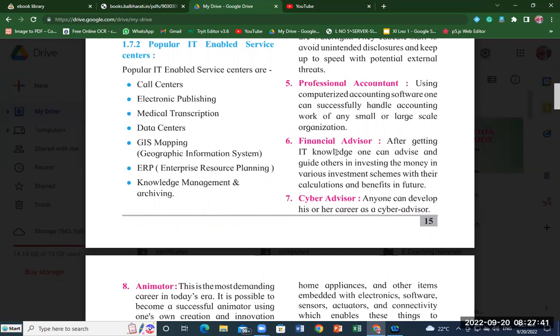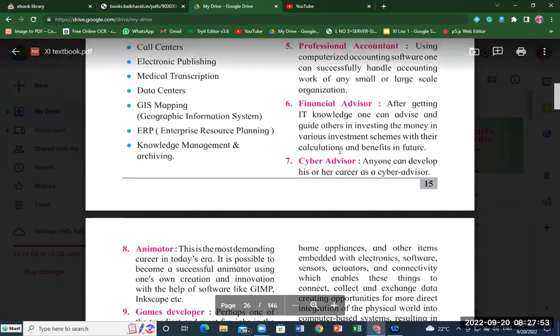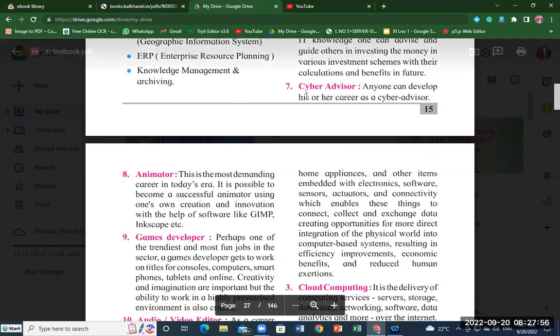So if we are going for different things to bring up the business of IT, then we need to have a financial advisor also. Next is cyber advisor. Anyone can develop his or her career as a cyber advisor. Now, many openings are there for cyber advisors, and many people from our police section are going for these cyber crime or cyber security courses, so that they can advise people what care they can take for their personal information.